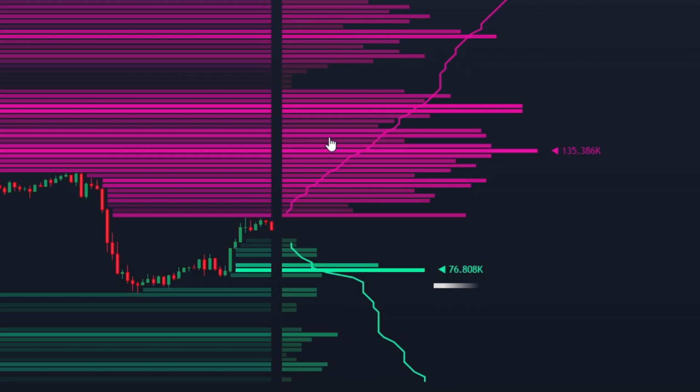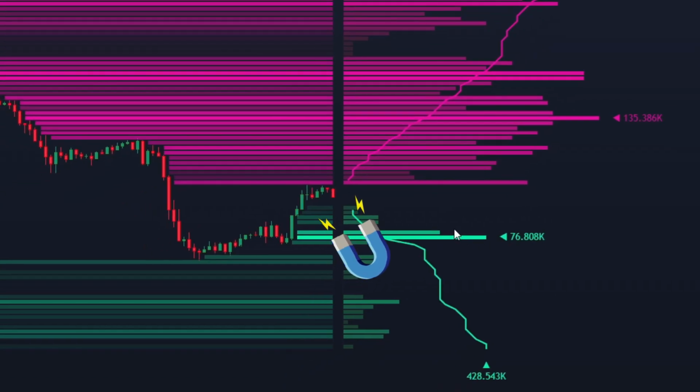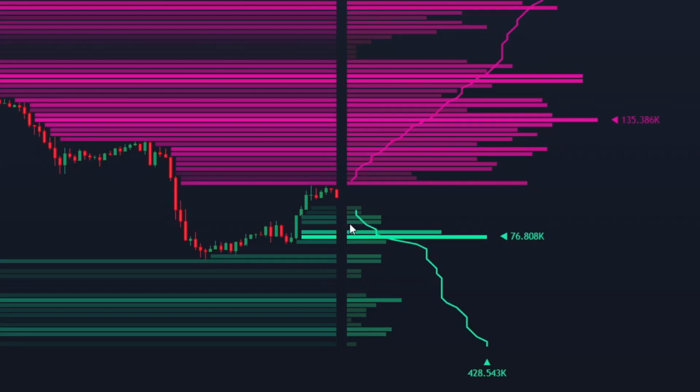You'll also notice PC marks, which stand for points of control, and these are the single strongest levels on each side. These often act like magnets, and price has a habit of coming back to them. Now let's talk about what you're actually looking at.